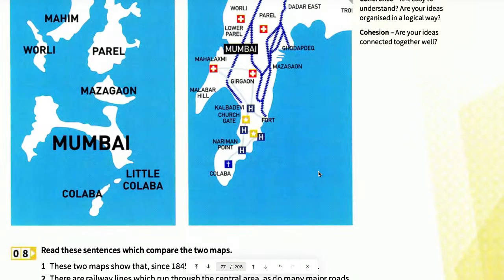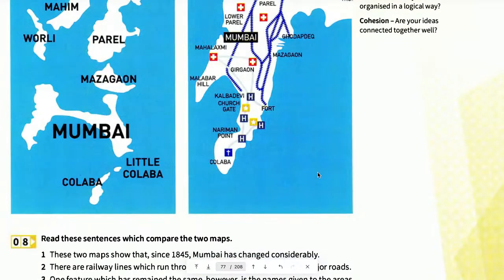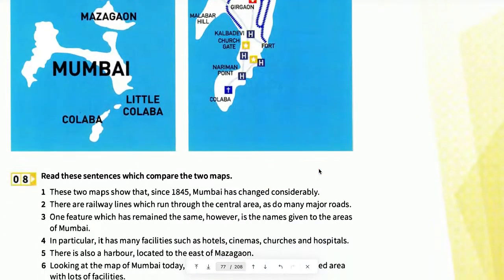So, guys, when you discuss with each other, you have to say that there are railway lines which run through the central area. You have to point to that. You have to point to your friends and show them where the railway lines are. And also when they say many major roads, you need to show your friends where they are. Okay? Do it.